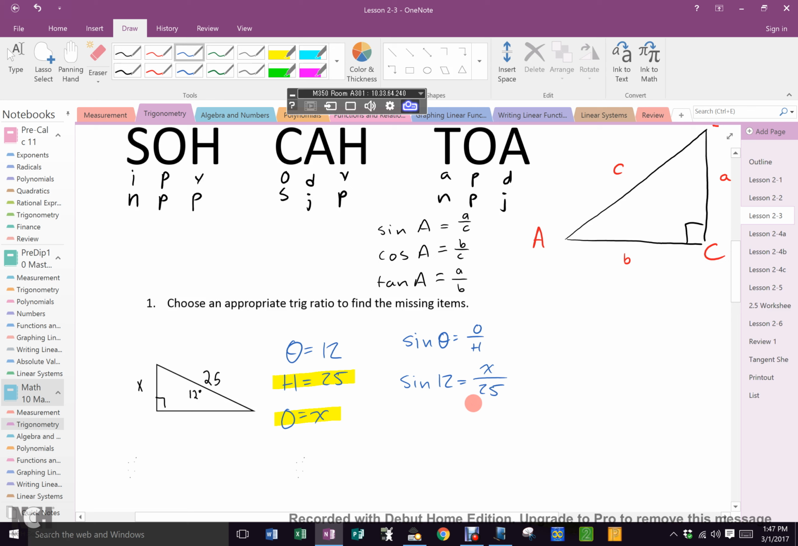How do I solve that? Multiply. 25 sine 12 equals. And you've got to figure out how to do that on your machine. Remember, if it's a backwards calculator, it's 25 times 12 sine. If it's a forwards calculator, it's 25 times sine 12. What is the answer? 5.2 sounds just about right to me.